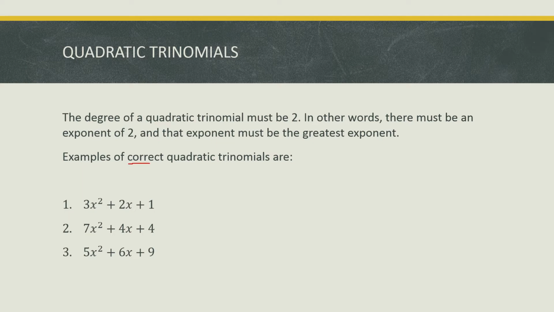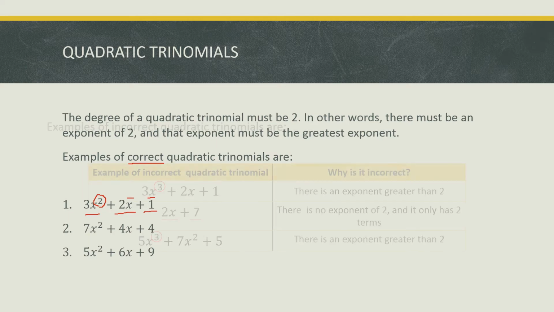Examples of correct quadratic trinomials are shown below. The first one, for example, 3x squared plus 2x plus 1, is correct as it has an exponent of 2, and it is the greatest exponent as none of the other terms have any. It also has three different terms. The other two examples are also correct as they follow the same structure.